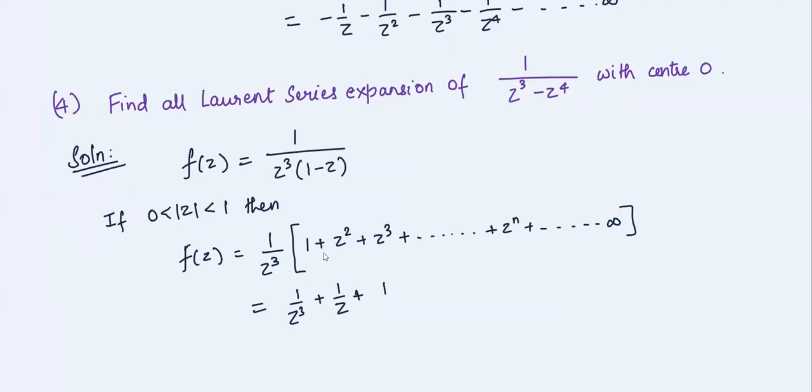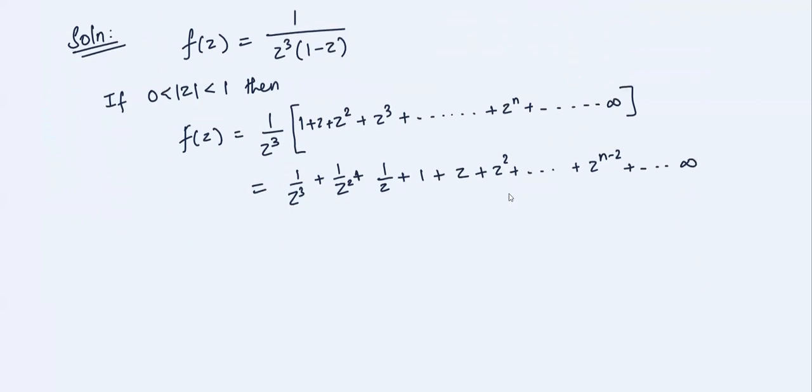Plus 1 z cube. Oh, I missed one term here. That's what I was wondering. 1 plus z. 1 plus z square plus 1 plus z plus 1 plus z square times infinite. This is the first series.